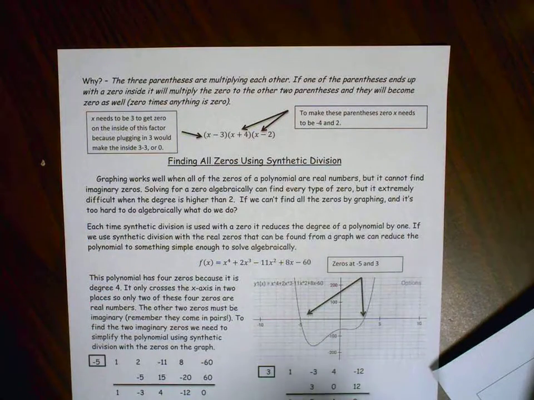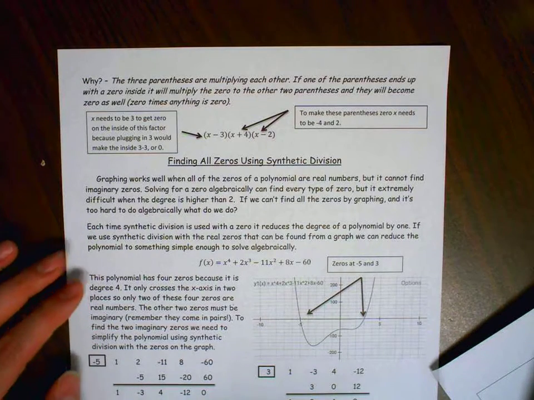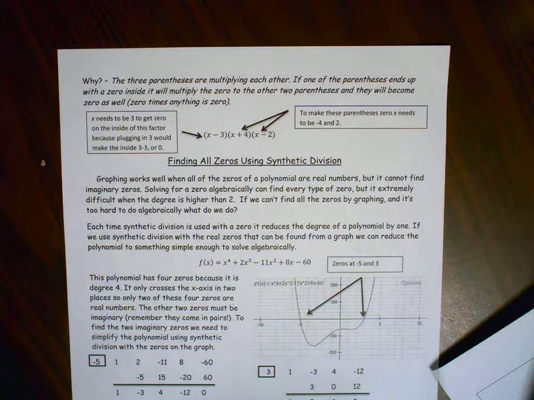if I use synthetic division, I can check and see if something is a factor. So remember with synthetic division, or even long division, if I divide and I get a remainder of 0, that means that that is a factor. And here's how this helps me. It helps me find my imaginary zeros.